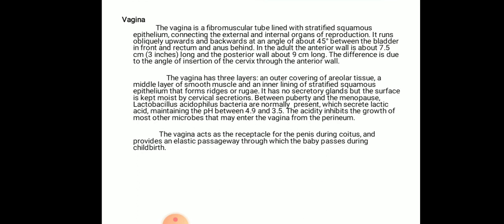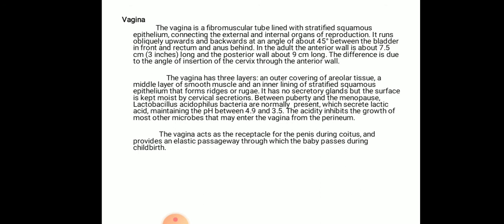Coming to the vagina. The vagina is a fibromuscular tube lined with stratified squamous epithelium, and it connects the external and internal organs of reproduction. This is the only connection between the external and internal organs of reproduction. It runs obliquely upwards and backwards at an angle of about 45 degrees, between the bladder in front and the rectum and anus behind. In an adult the anterior wall is about 7.5 centimeters long and the posterior wall is about 9 centimeters long. The difference is due to the angle. The cervix is inserted into the vaginal region.